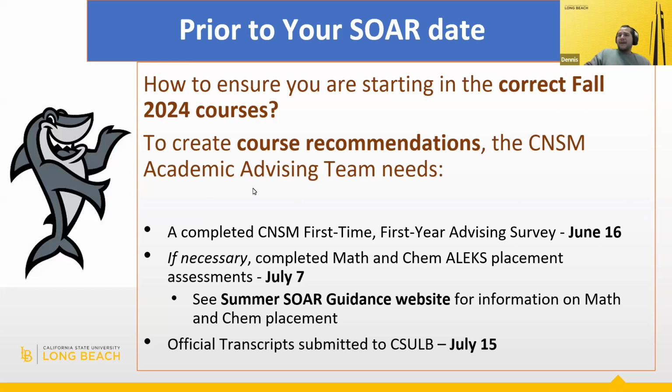And if you do want to find out a little bit more information on that, you can see our Summer SOAR guidance website for more information on both the math and chem placement. And then lastly is going to be submitting your official transcripts to CSULB, and the deadline is going to be July 15th. These are highly important, and so these are certain things that we do need to create those accurate course recommendations prior to your actual SOAR date.